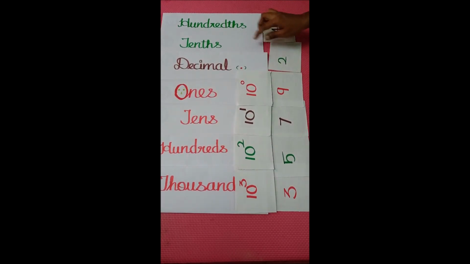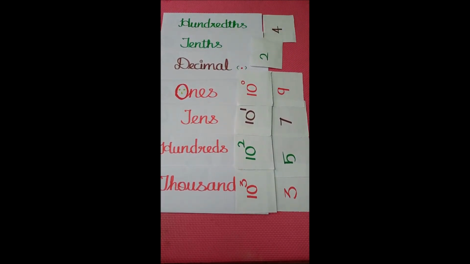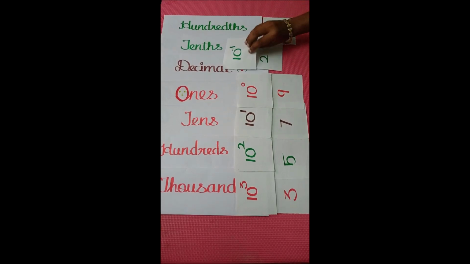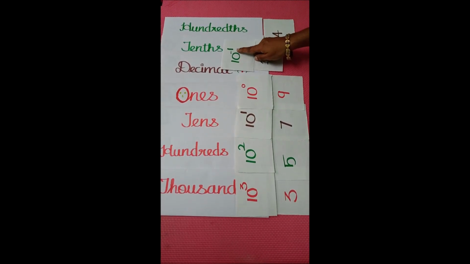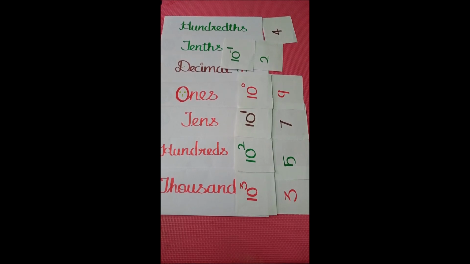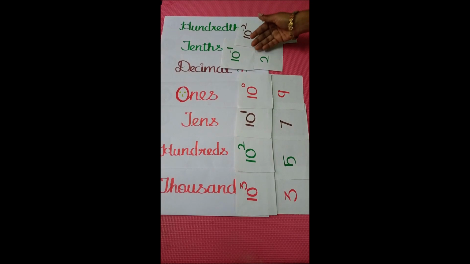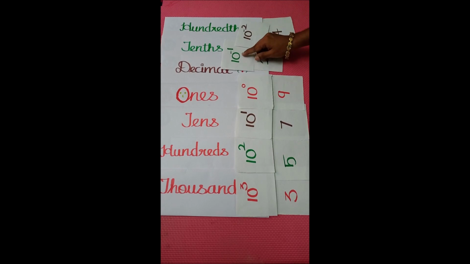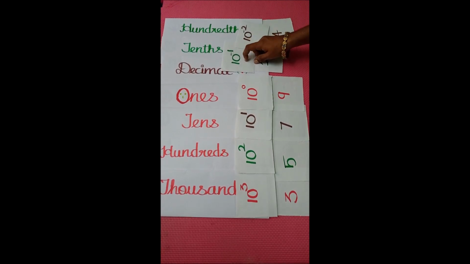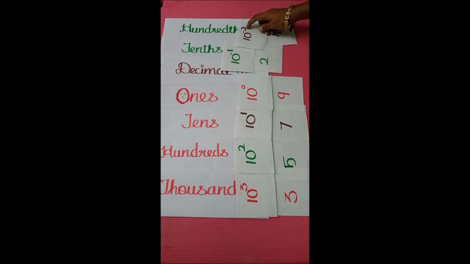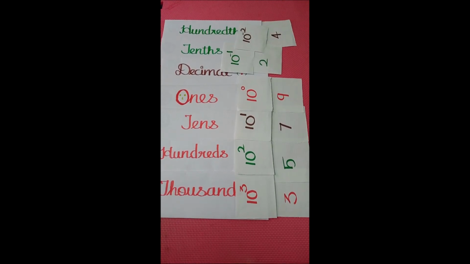So what is the place value? 2's place value is tenths. Tenths means 1 by 10. So how can you represent that 1 by 10? 1 by 10 is 10 to the power minus 1. Then what is the place value for this 4? Hundredths. Hundredths means what? 1 by 100. How can you represent that 1 by 100? You can represent 1 by 100 as 10 to the power minus 2, because after the decimal point the places are in division: 1 by 10, 1 by 100. So in the exponent form, 10 to the power minus 1 is equal to 1 by 10, and 10 to the power minus 2 is equal to 1 by 100.